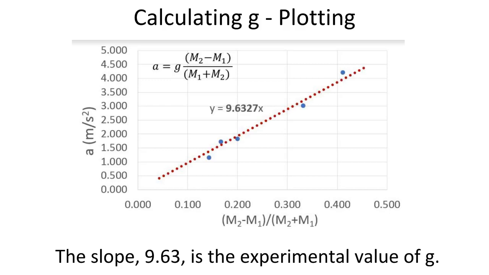As you can see, the vertical axis is a, acceleration in meters per second squared. The horizontal axis is (M2 minus M1) over (M2 plus M1). Using a linear equation of best fit, we see that the slope of the line is 9.6327. So what do we conclude from that? The 9.63 is the experimental value we get, and it is very close to 9.81, the actual accepted value of g. We conclude that the slope 9.63 is the experimental value of g. Thank you for watching, and I'll see you guys soon.